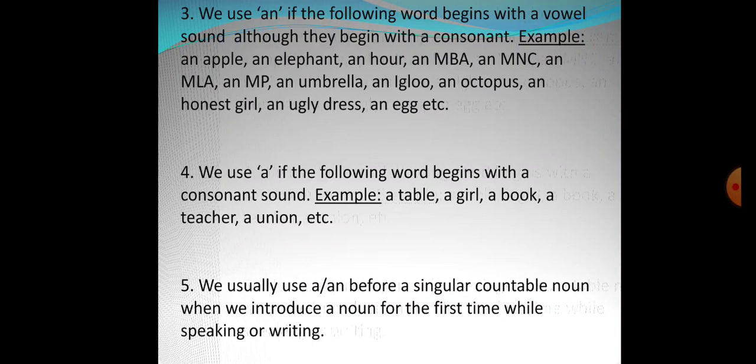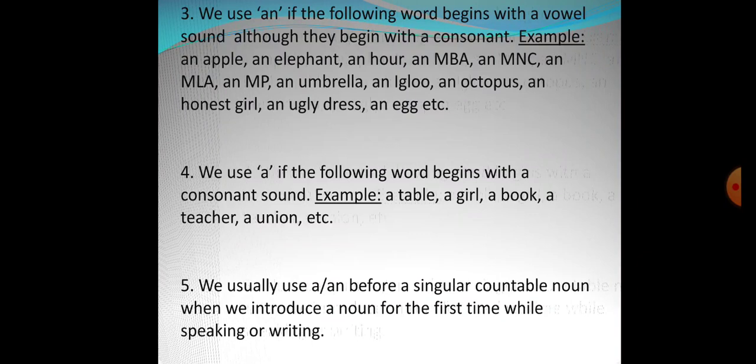So here are a few examples. In these examples, we can see that there are a few nouns which, although they begin with a consonant, have an before them, like an apple, an elephant, an hour, and an MBA. Apple is a word which begins with a vowel, so we have added an before it. But in an hour, H is a consonant, and we have added an because H is silent and we are hearing the sound of O. Here it is pronounced as hour, not however. It is not an however, it is an hour.